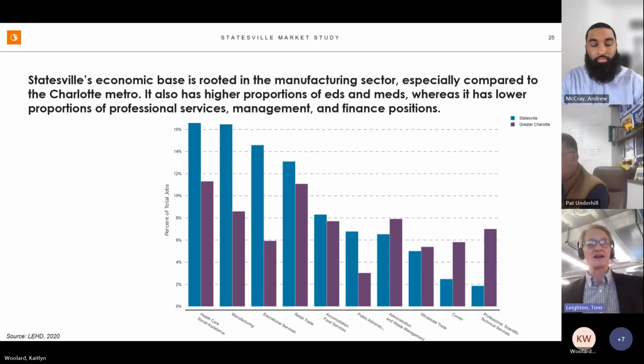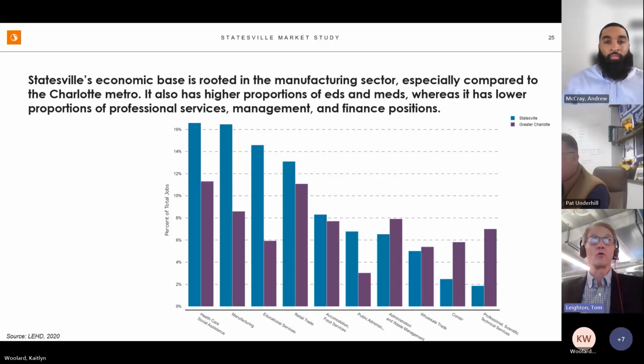This is a snapshot, and I know the industrial categories at the bottom of this chart are kind of small, but the one on the left, for example, is healthcare. For each of these categories, it compares the Statesville percentage of jobs in that category with the percentage of jobs in the greater Charlotte area. So there's a point of reference for you.